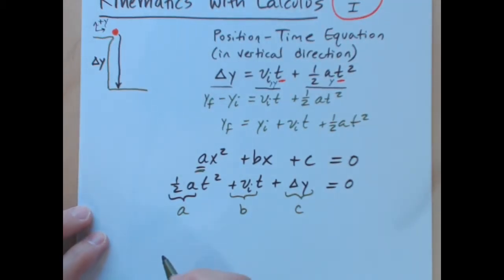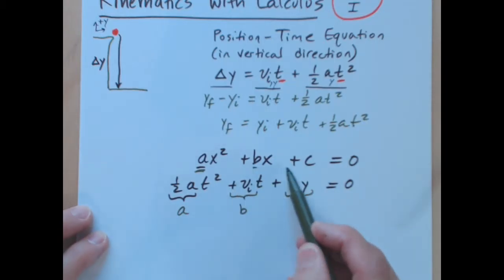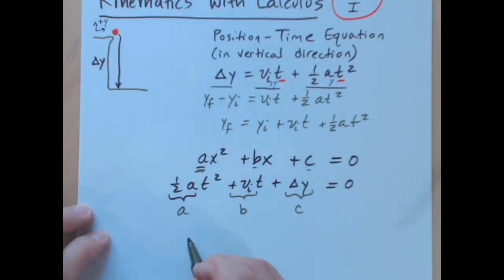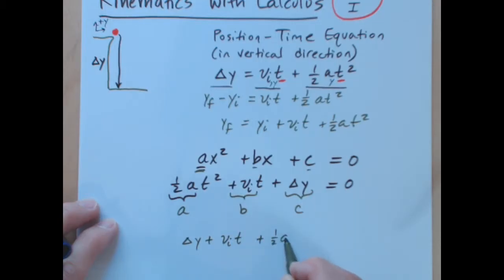Let's now rewrite this as a quadratic expression using this format here. And so we'll write delta y plus v initial t plus 1/2 at squared equals the position as a function of time.